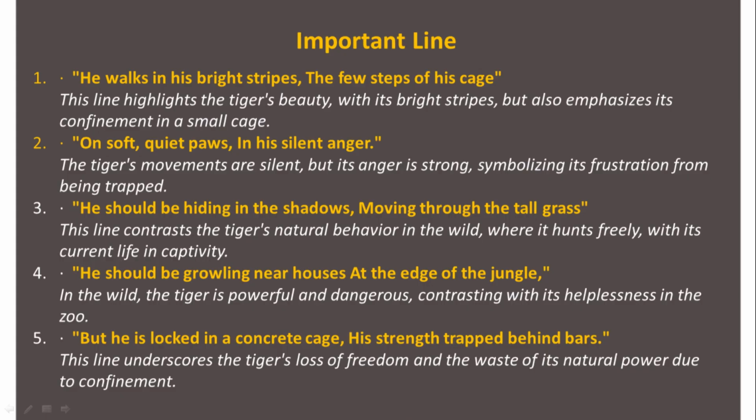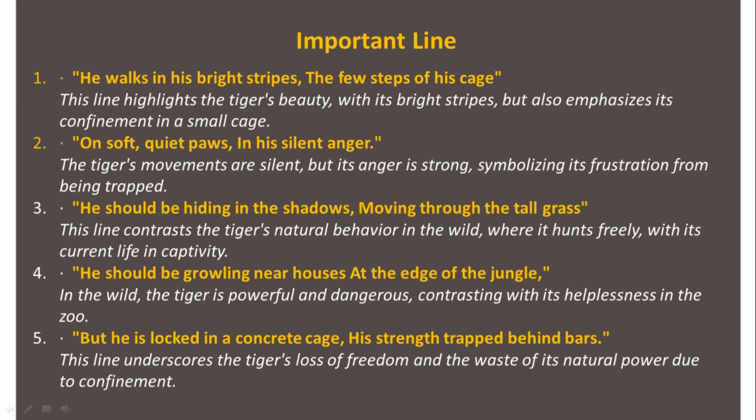Now, we look at the most important lines from the poem A Tiger in the Zoo by Leslie Norris. These lines carry the poem's key ideas and emotions. He walks in his bright stripes, the few steps of his cage. This line highlights the tiger's beauty with its bright stripes. But it also shows how small the cage is. He can only take a few steps.